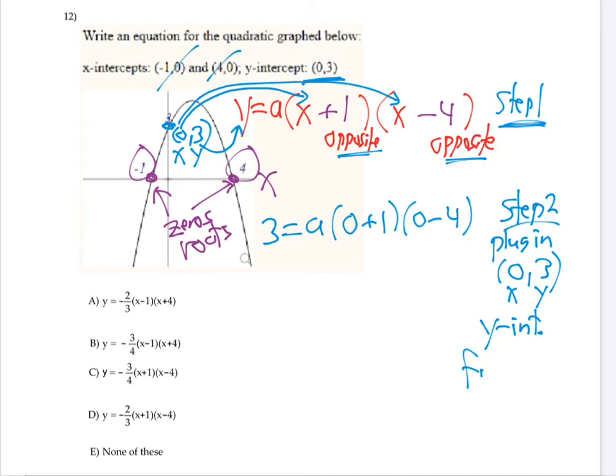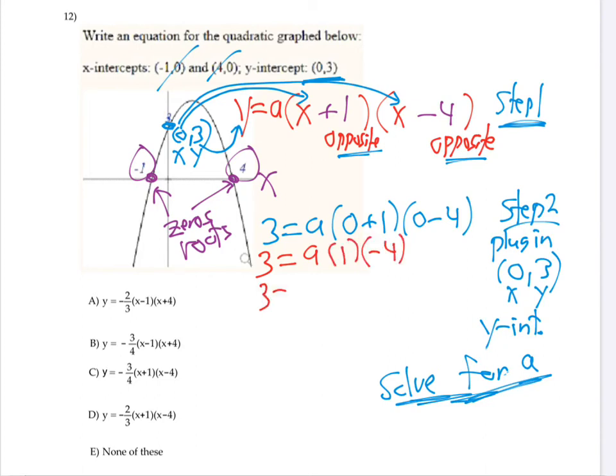And find A. Solve for A. Okay, so how do I solve that for A? Well, this is 3 equals A times 1 times -4. That's 3. 1 times -4 is just -4. How do you finish solving for A there? I'm going to divide by -4. Boom. So A is -3/4.